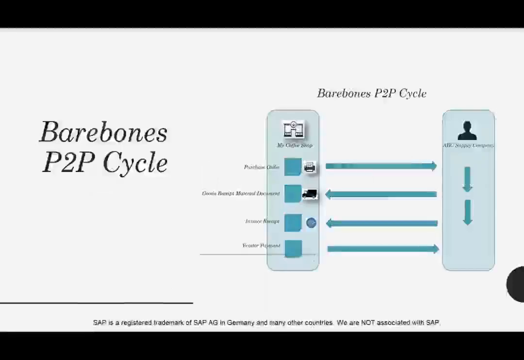So let's summarize what we have learned here. We have seen what is a bare bones P2P cycle. P2P for procure to pay. There are 4 transactions: purchase order, goods receipt, invoice receipt, and vendor payment.